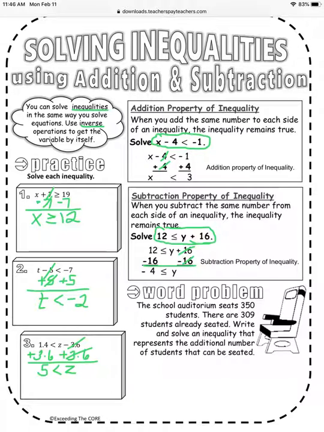Now we're going to look at the word problem. The school auditorium seats 350 students. There are 309 students already seated. Write and solve an inequality that represents the additional number of students that can be seated. Okay, so we don't know the additional number of students that can be seated, so I'm going to call them S for students. And I know we already have 309 seated. So plus 309. And I know that the auditorium can hold 350.